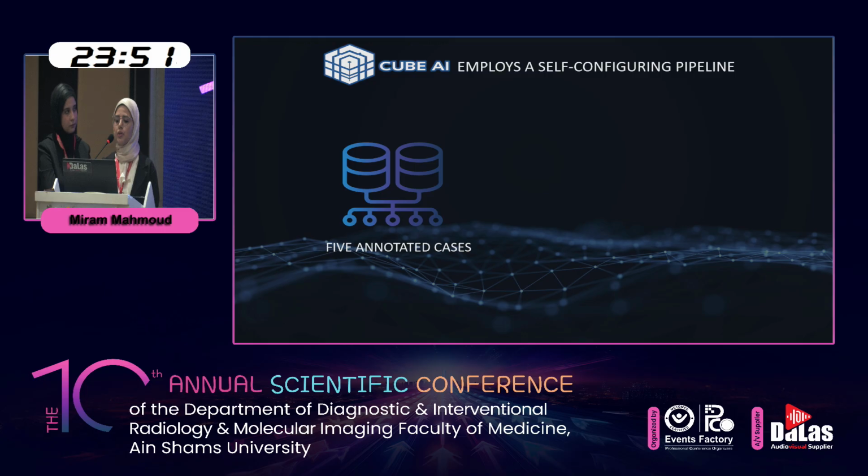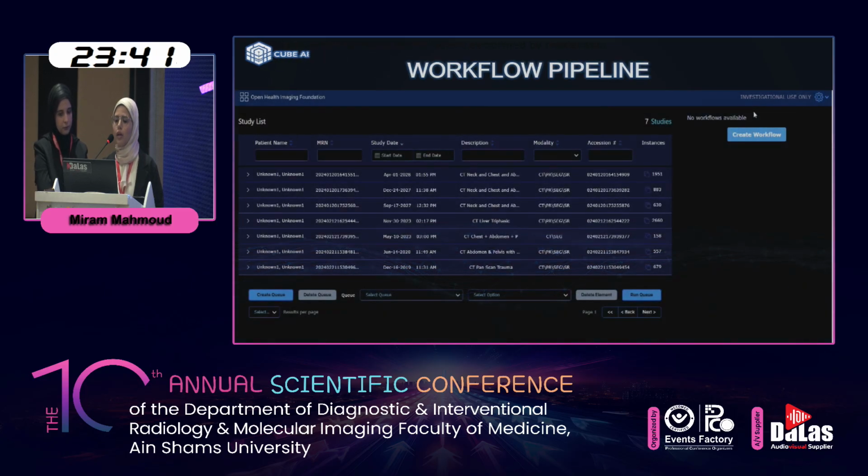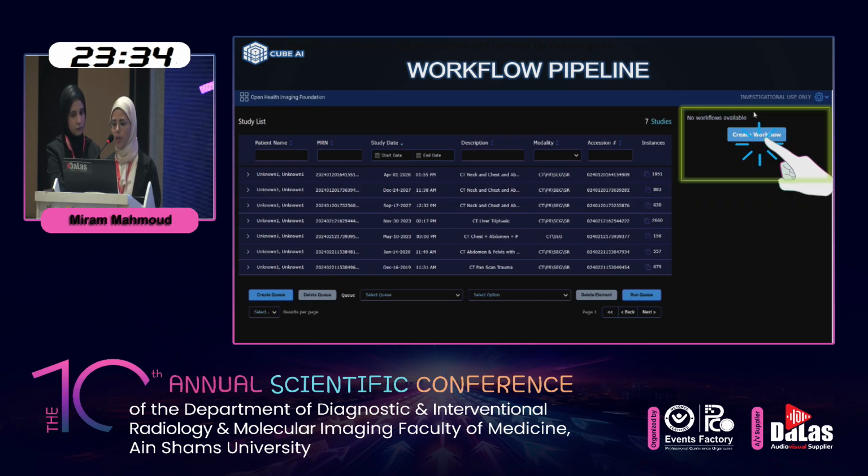And here comes the best part. If you have only 5 annotated cases, you can train a model. You can start training an effective model and also continue improving it over time. This is what we offer in our workflow pipeline feature in QBI. So let's start working on creating a workflow.